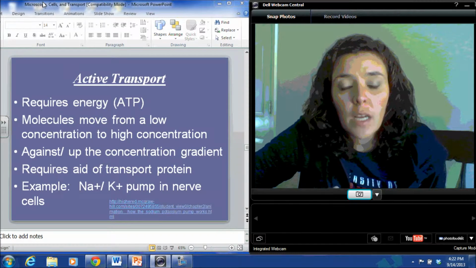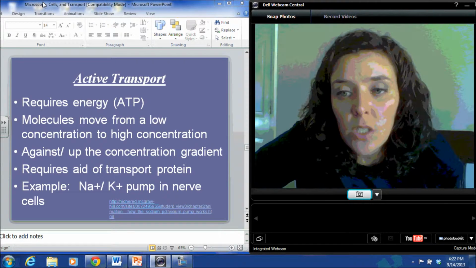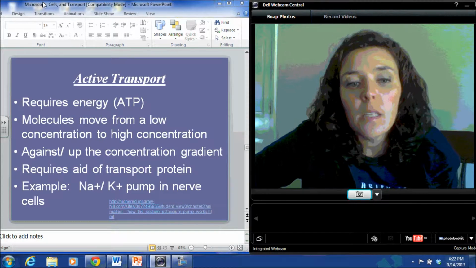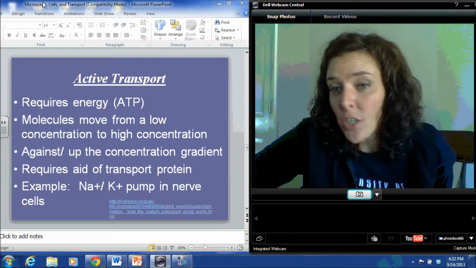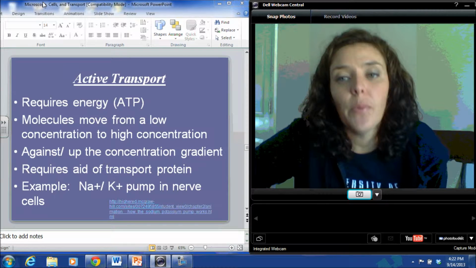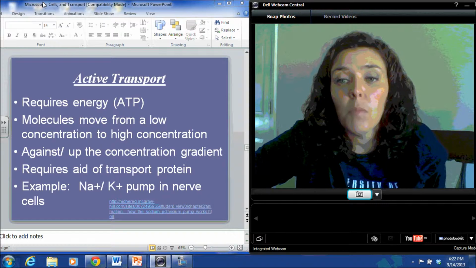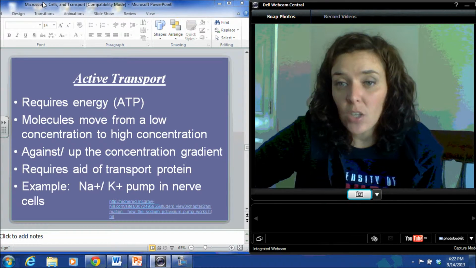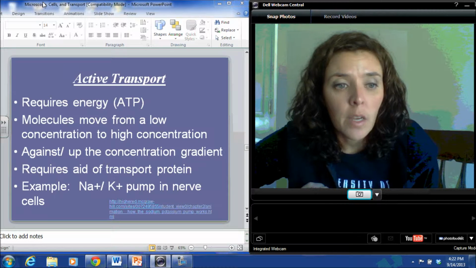For this one, a really good example of active transport is the sodium-potassium pump. The sodium-potassium pump is in our nerve cells. So the only way that our nerves can get all over our body, all the messages that they carry anyway, is by the use of a sodium-potassium pump, which means that the molecules are moving against their gradient in order to help us send the messages to where they need to go.